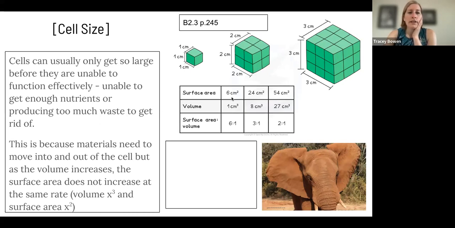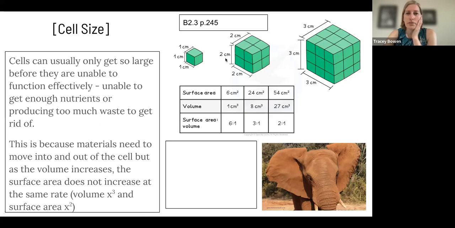So when we are looking at this first 1 by 1 by 1 cube here, its volume is 1 centimeter cubed, and its surface area is going to be 6 centimeters squared. That's because we have 1 by 1, so that's 1 centimeter squared, but then we have 6 sides. We add those up together, and that's going to be 6 centimeters squared. And our surface area to volume ratio is going to be 6 to 1.